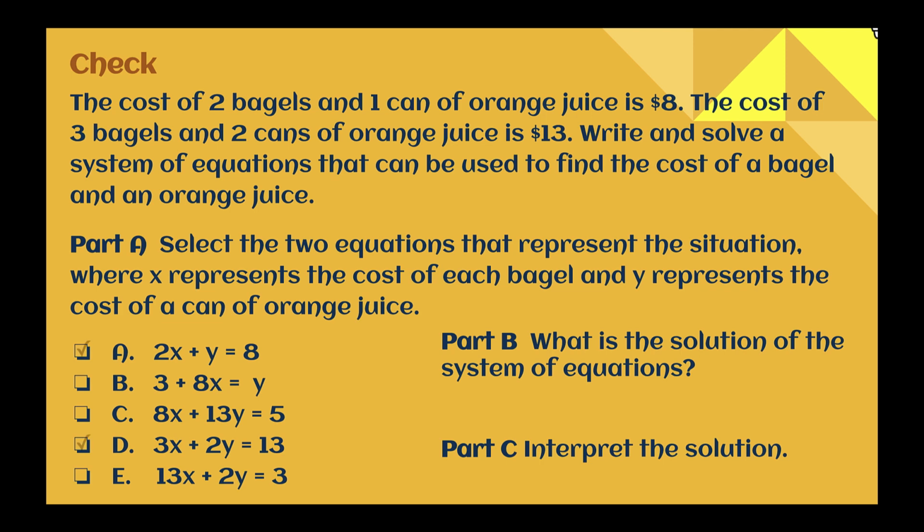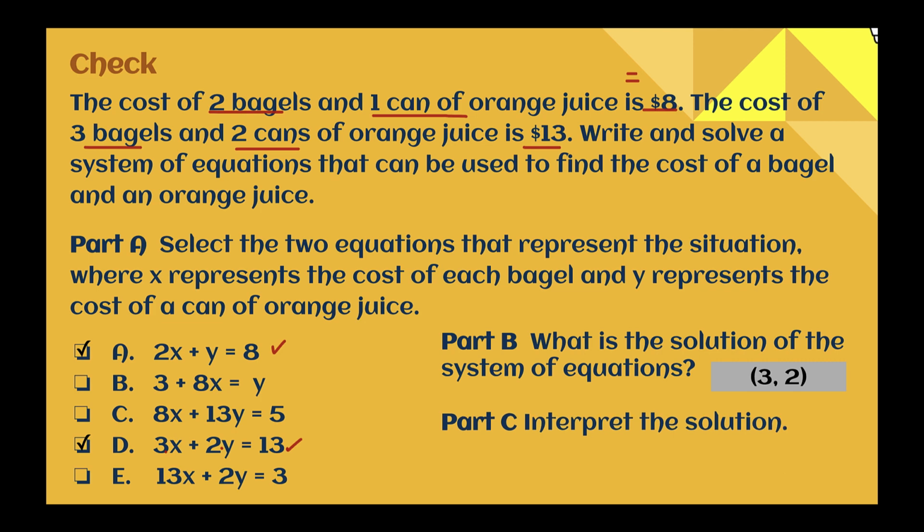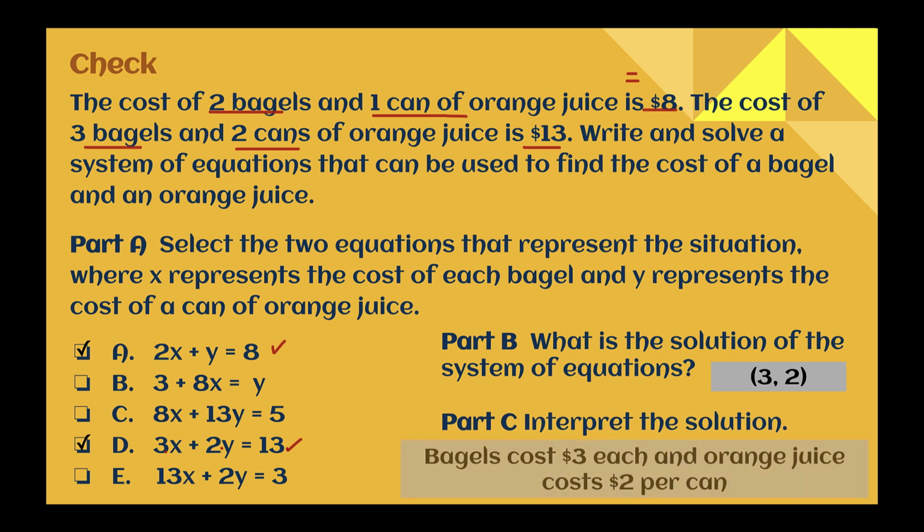Check your answer. Your two equations were A and D. There's 2 bagels, 1 can of orange juice equals $8. There's that. 3 bagels and 2 cans is 13. There's that one. What's the solution? You should have got 3 and 2. And what does that mean in this context? Bagels were $3 each and orange juice was $2 per can.